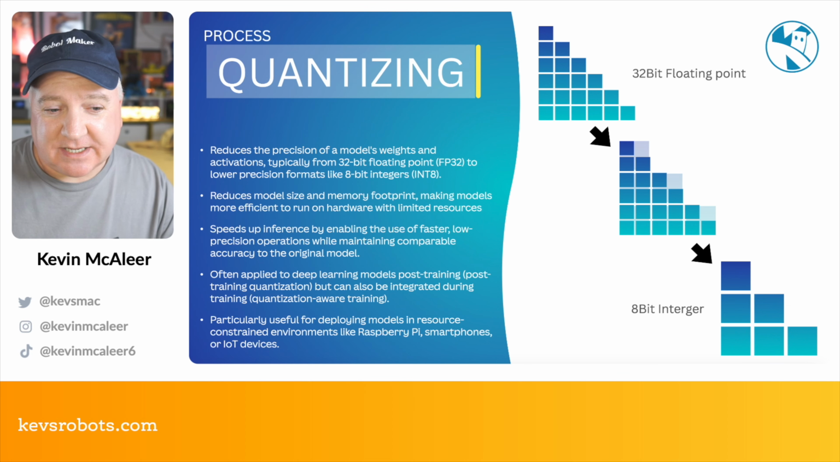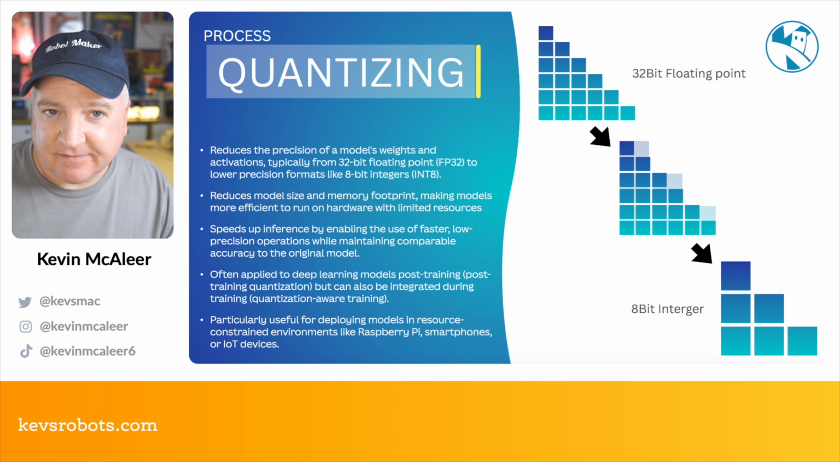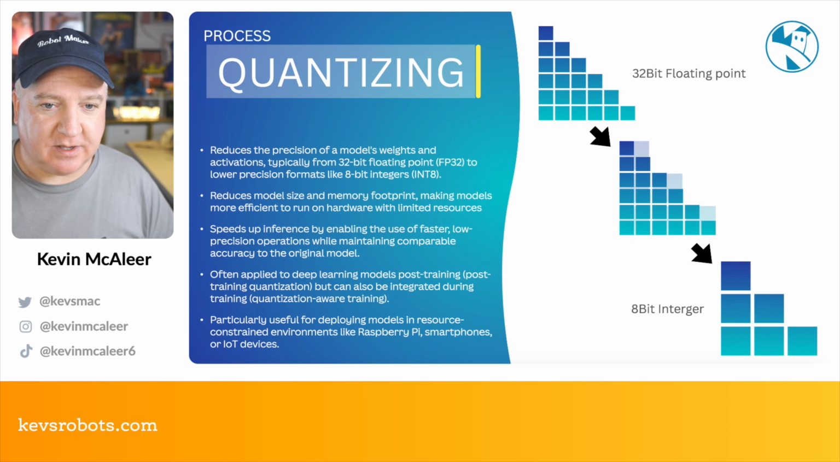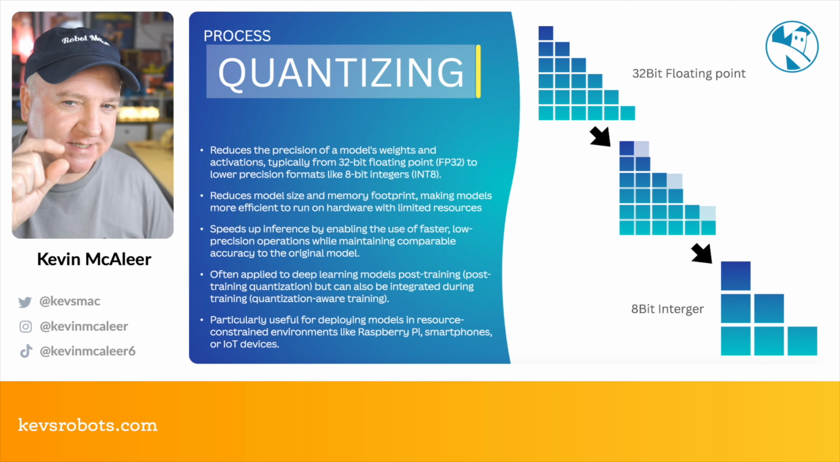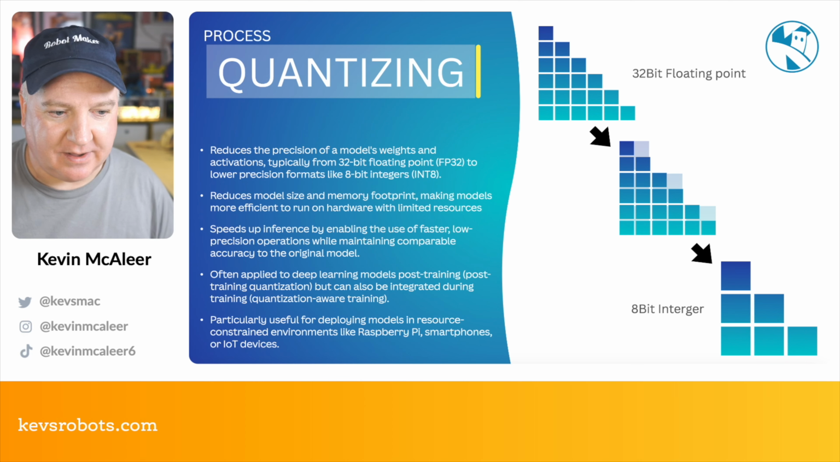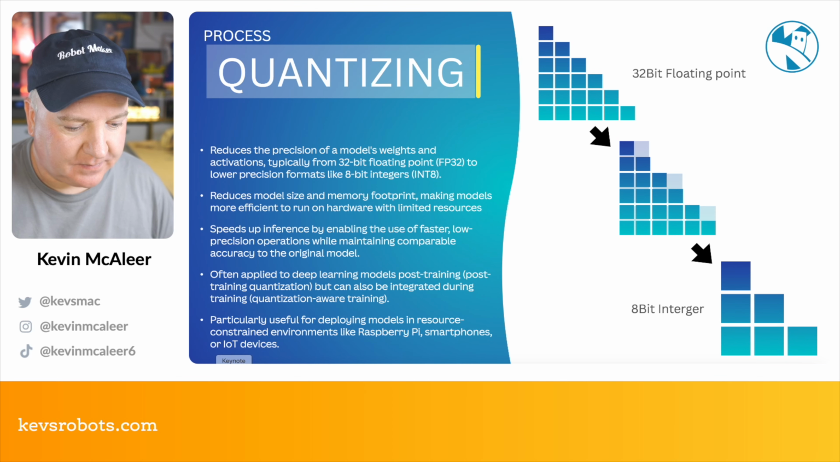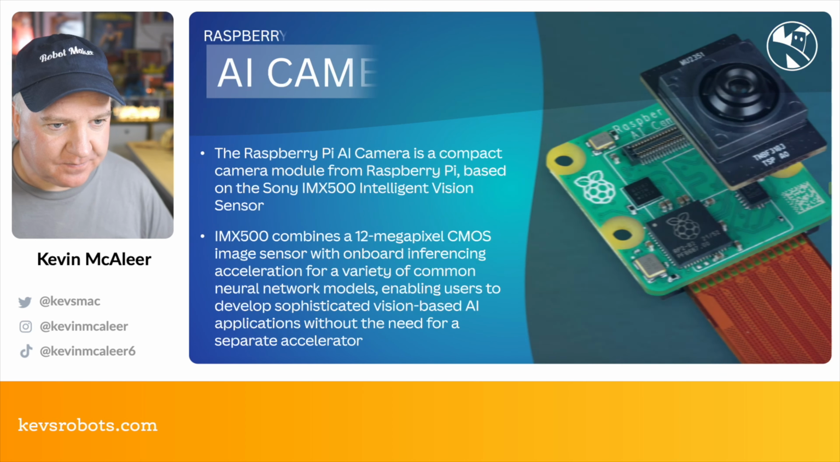And so this is particularly useful for deploying models in resource-constrained environments like Raspberry Pi, smartphones, and IoT devices as well. You can see that we go from this really nice, crisp 32-bit floating point all the way through to our 8-bit integer. Cool. Let's move on to our next one.